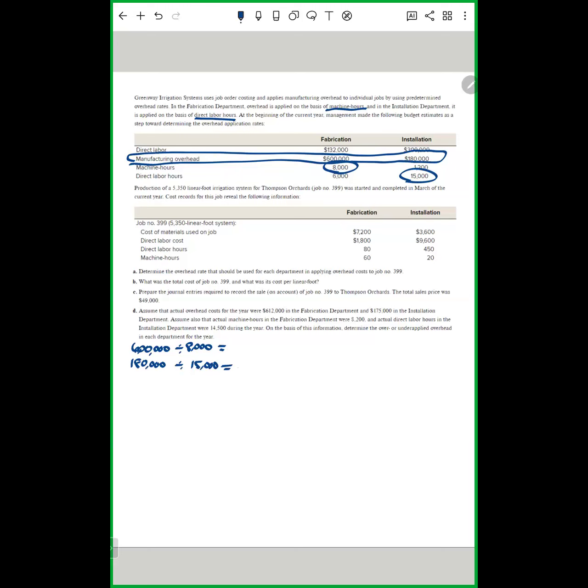So 600,000 divided by the 8,000 is $75 per machine hour. And then 180 divided by the 15 is $12 per direct labor hour. Okay, so we have two departments, fabrication and installation.